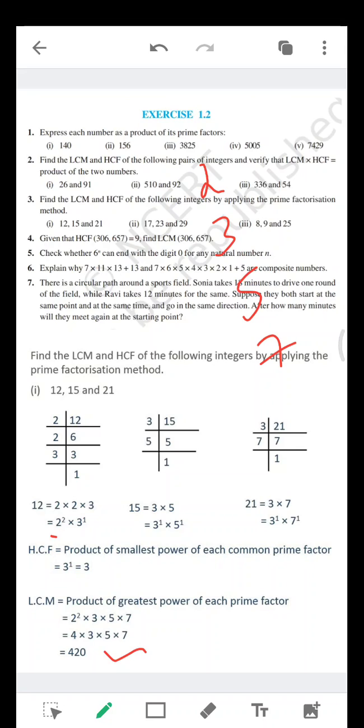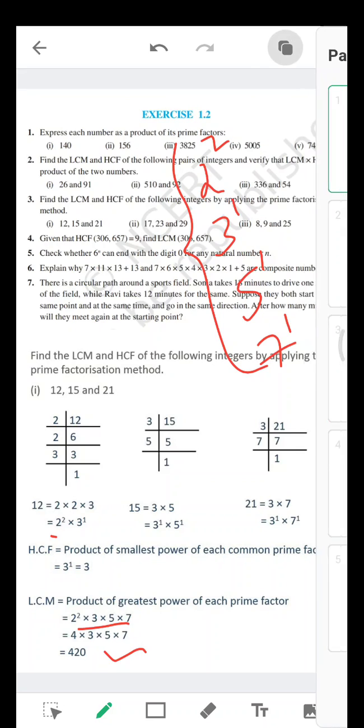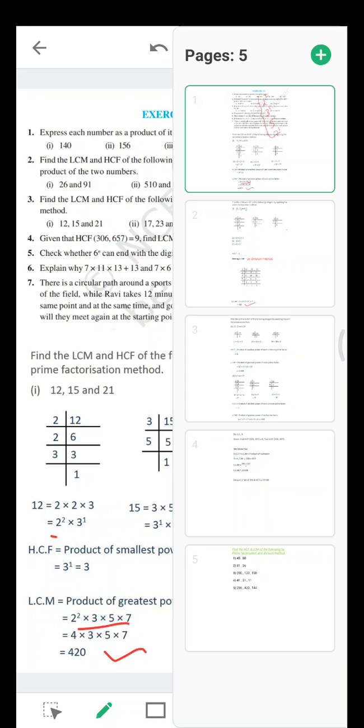So all the numbers must be taken with the highest powers. Okay, so highest power of 2 is 2 square, 3 is 1 time, 5 is also 1 time, 7 is also 1 time. So I have taken all these and multiplied, I got 420. So this is the way we do LCM. Okay, if you practice this concept, you will be thorough in it.